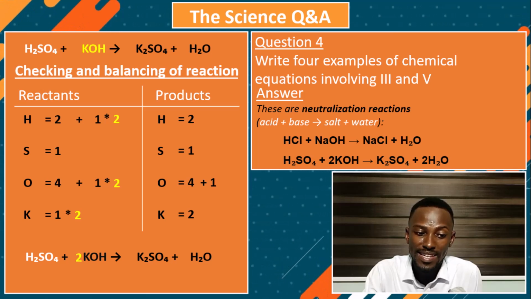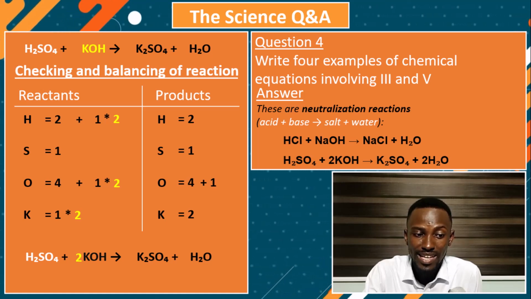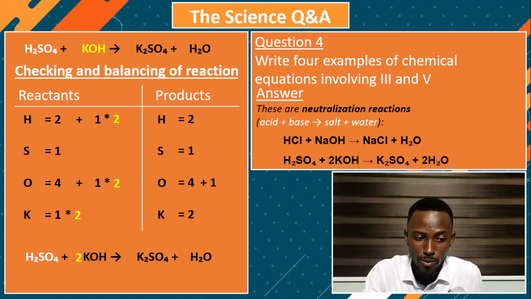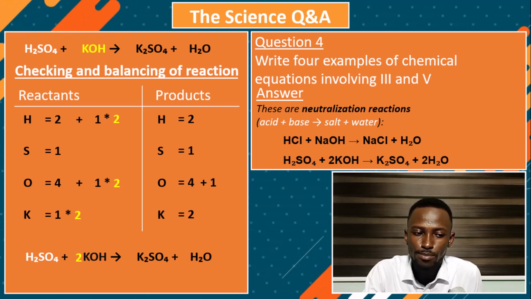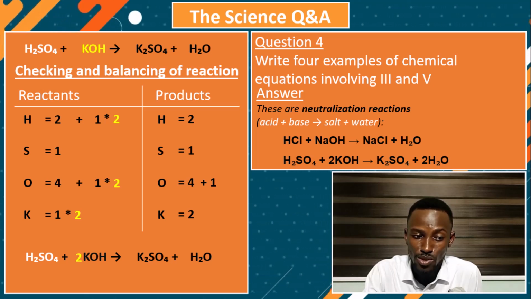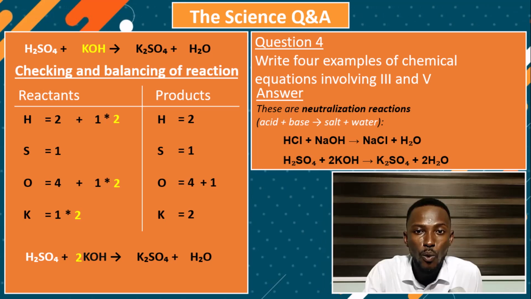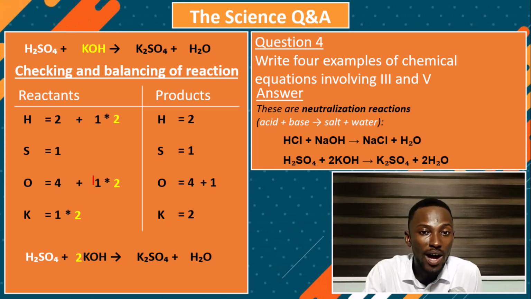But when we placed the 2 in front of the potassium hydroxide, it affected the oxygen and the hydrogen. So we have to indicate that as well. And take note, for the times 2 for the oxygen, you realize that we didn't put the times 2 in front of the 4. But we multiplied the 2 with the 1 rather.